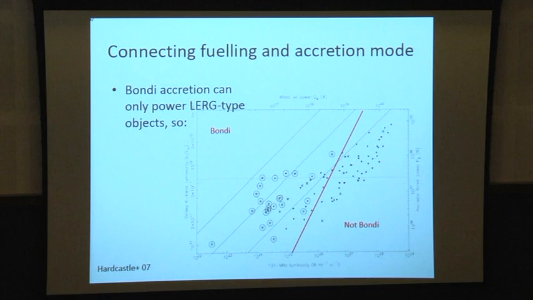And when you look at the properties of the radio samples and ask what could be powered by Bondi, then on some admittedly fairly simple assumptions, we showed that the low excitation type objects could be powered by Bondi accretion from some sort of vaguely plausible environment, but the high excitation ones definitely couldn't. The hot gas is not sufficient to power their jets. And this is only talking about powering the jets, incidentally, not the radiation.